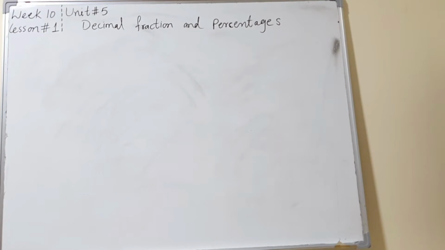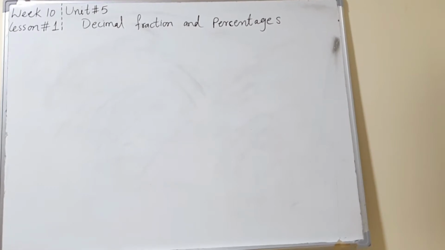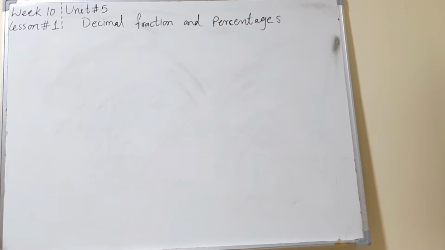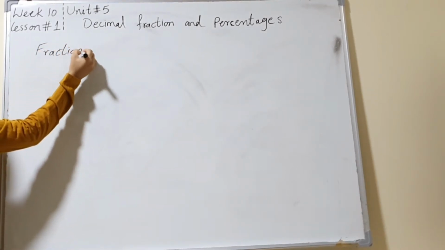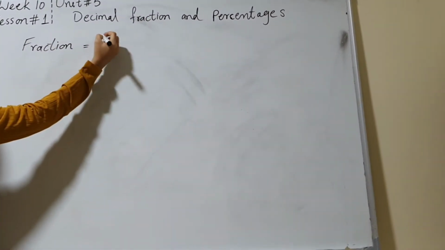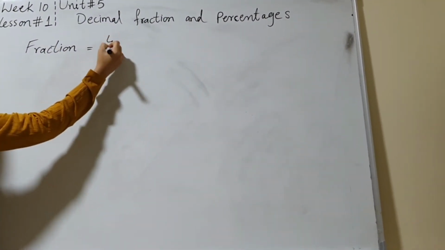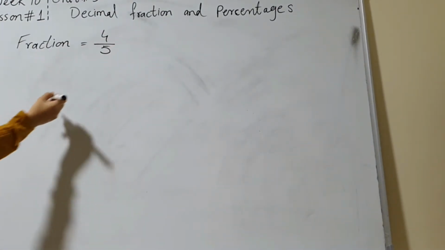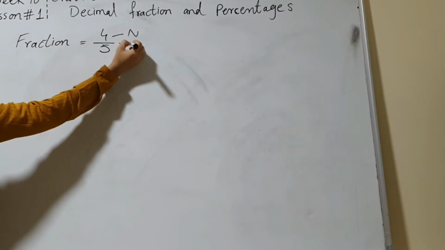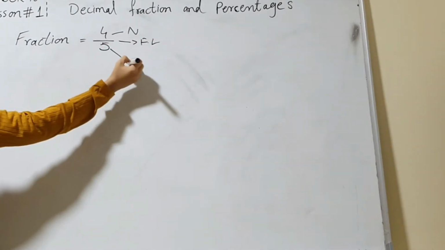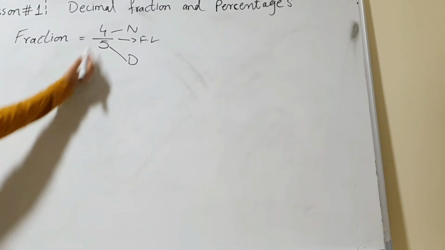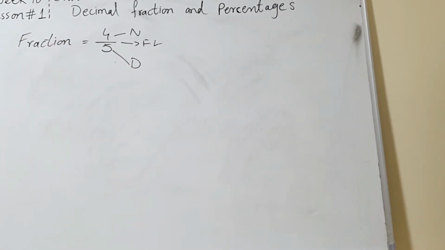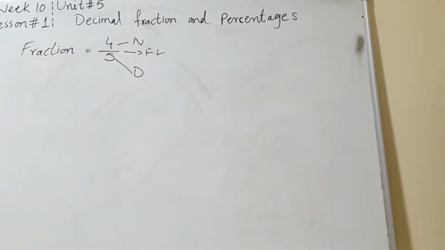Today we will start unit 5, decimal fractions and percentages. So let's start first with the fractions. You already know about the fractions, what are the fractions and how you write it. Fraction means this kind of thing which looks like this, 4 by 5. This is numerator, fraction line you call it, and then denominator. Each fraction has the 3 parts, the numerator, fraction line and denominator. You must have done this thing in the grade 4.